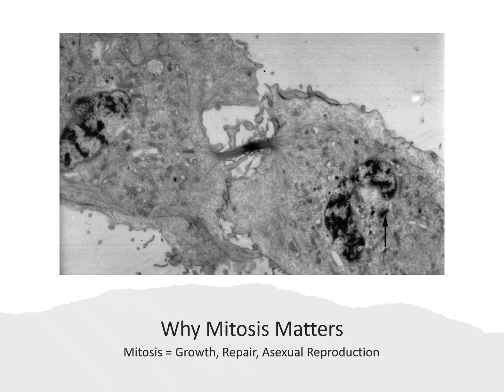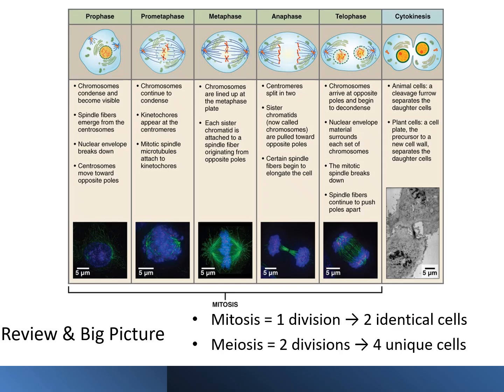Mitosis is essential for growth, tissue repair, and asexual reproduction in some species. To summarize, mitosis produces two identical diploid cells, while meiosis produces four unique haploid cells.